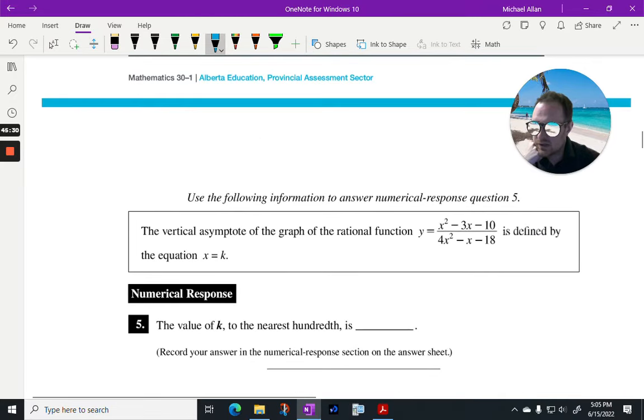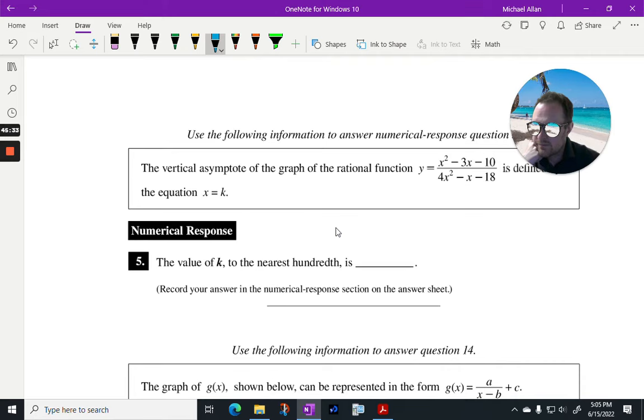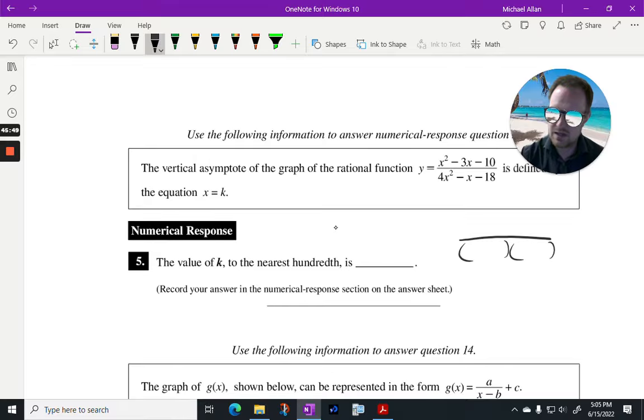Okay, our vertical asymptote here. Oh, this is a good one. Okay, so vertical asymptote, remember, is something to do with the non-permissible values. So we've got to figure out what the non-permissible values are. So I'm going to have to factor this out. Let's factor the tops and the bottoms. Or it's just the bottom right now. Let's start there. So I'm going to factor the bottom.